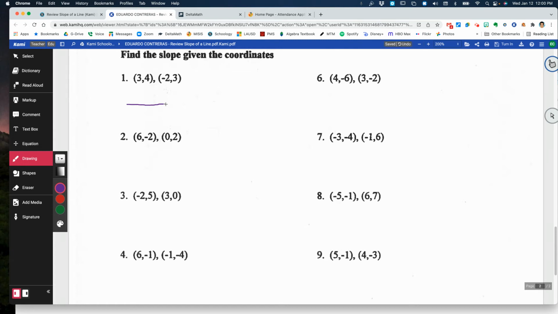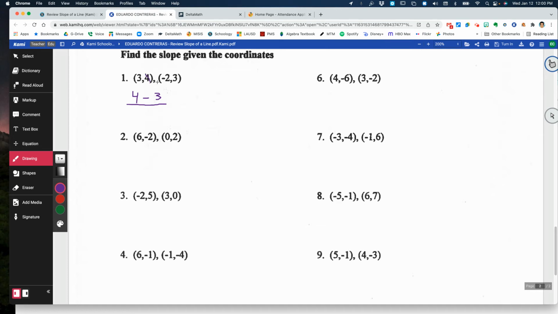So when I'm finding slope using the slope formula, what I'm basically doing is figuring out the change, or the difference, in the y values in the numerator, and then the difference in the x values in the denominator. So I'm going to start with the numerator. I'm going to look at the y values, 4 and 3, and subtract them. So I'm going to do 4 take away 3. If you'd rather type this, that's fine. It goes a little quicker for me when I do it this way. Okay, 4 take away 3.